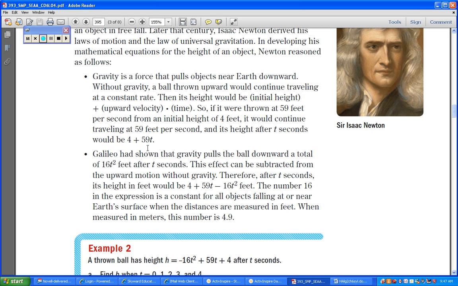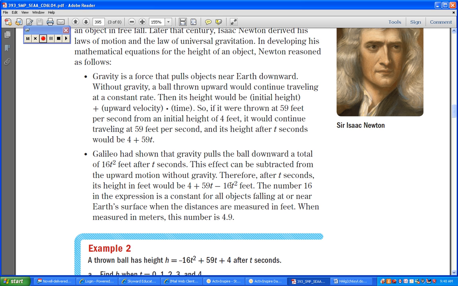This effect can be subtracted from that upward motion without gravity. So this is going forever and ever, no gravity, and then all of a sudden we say, hey, wait, there is gravity. So let's subtract the effect or the height of the ball since gravity comes into play. If you put these together, this will tell you how high your ball will be in general. If I just start off, I could plug it in and figure out how high it is because this is considering gravity.